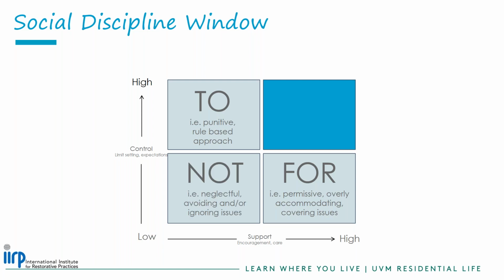Then we have the not box. This is thought of as the negligent approach to leadership. When we have these conversations with our RAs, we often ask, hey, what are some words that you would use to describe a person in each of these boxes? One of the more popular terms that someone always says is, this is the person that gets fired, right? And this is because the person who operates out of a not box is generally neglectful or ignoring or avoiding issues.